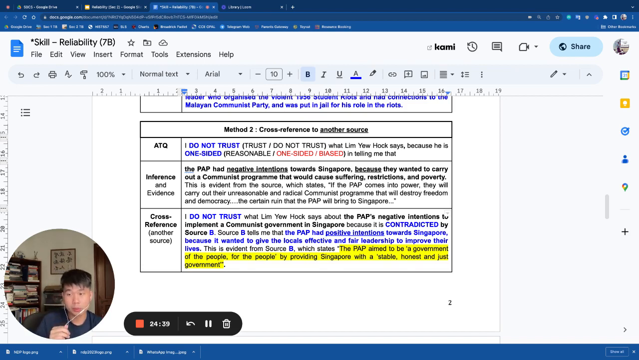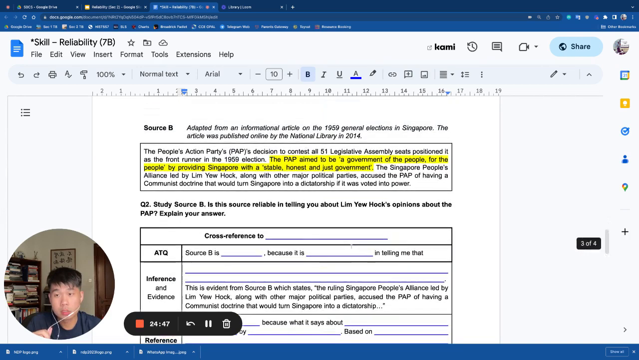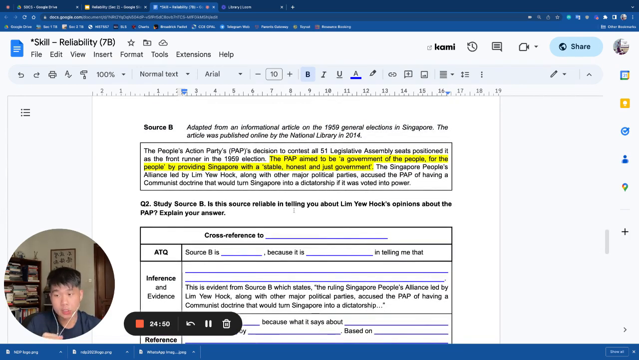Okay, I'm going to proceed to do question 2, and then I'll tell you your homework. So for question 2, it's source B, and happily we have already looked at this source because we needed to cross-reference something in source A. So let's look at this source now by itself. Source B, an informational article on the elections published by the National Library. Well, seems like a balanced sort of source, not going to be a political speech.